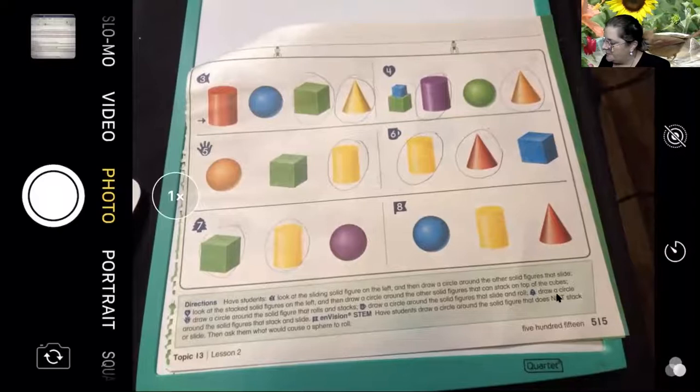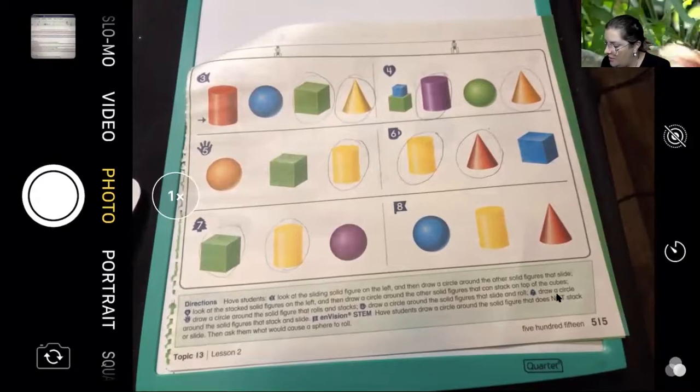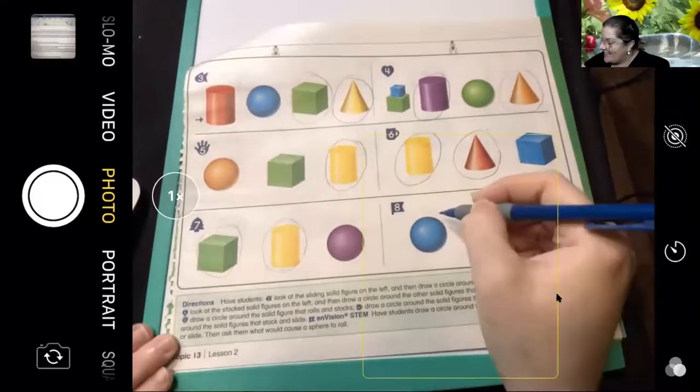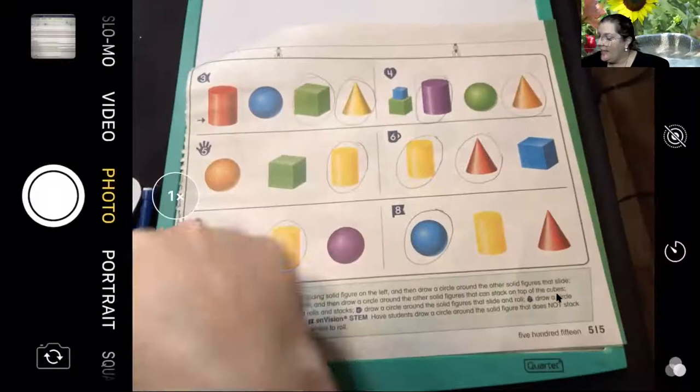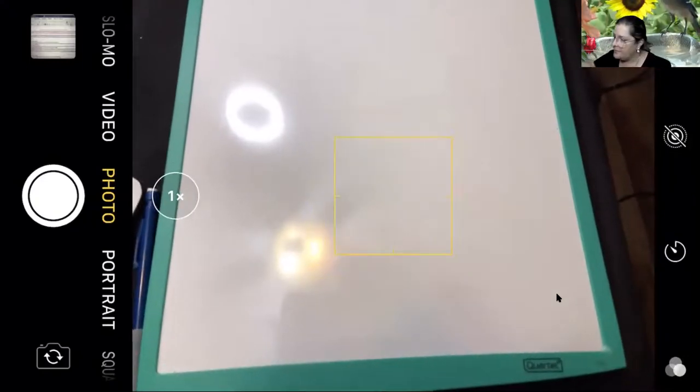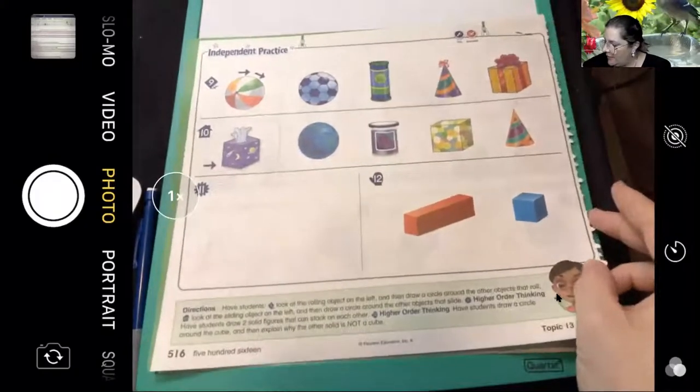Number 8. Draw a circle around the solid figure that does not stack or slide. Which one does not stack or slide? If you said sphere, you're right. Nice work. Now, let's turn the page, and this is going to be the page that you are to take a picture of and submit to Edsby. So just this page. All right, my friends.